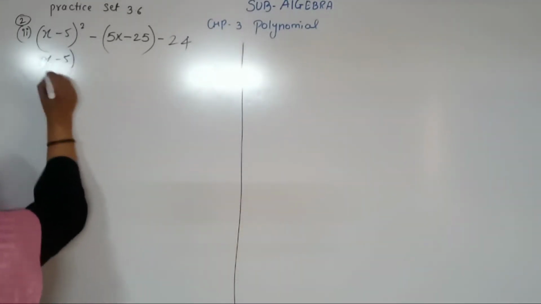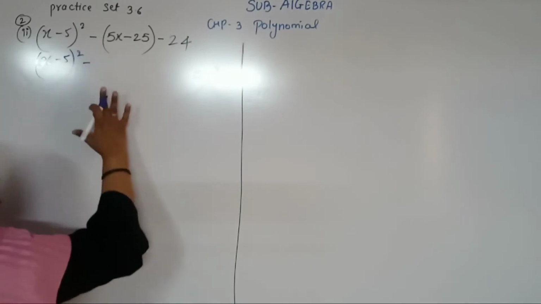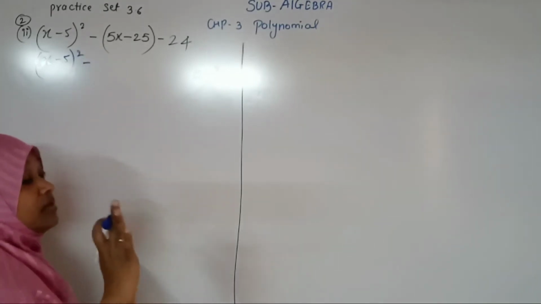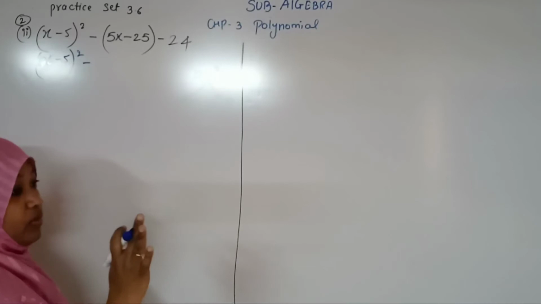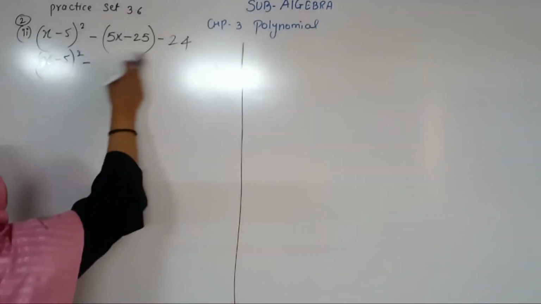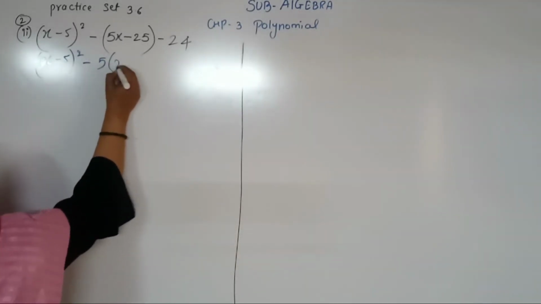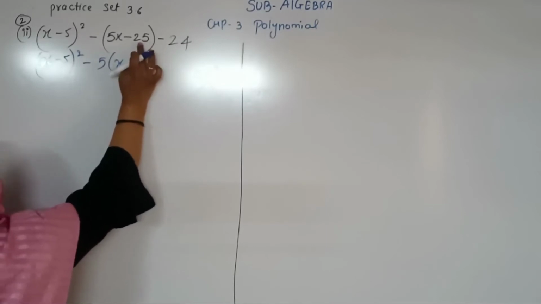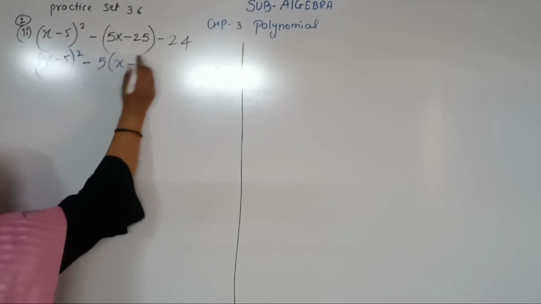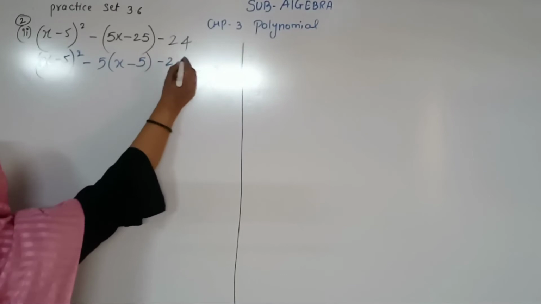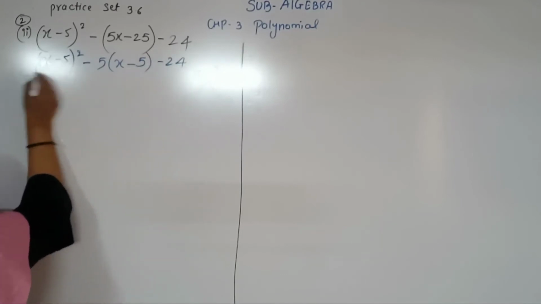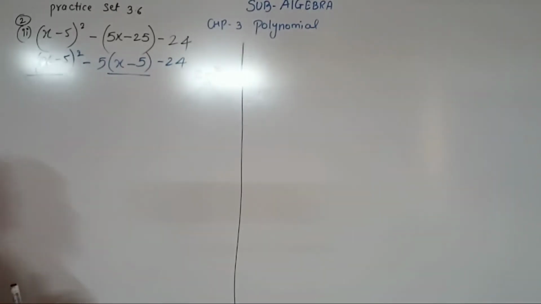X minus 5 as it is. I am making the bracket common. So I am taking the common out. Instead of this I will take 5. So x minus, 25 divided by 5 gives 5 here. So I can see I got the common bracket, x minus 5, x minus 5.